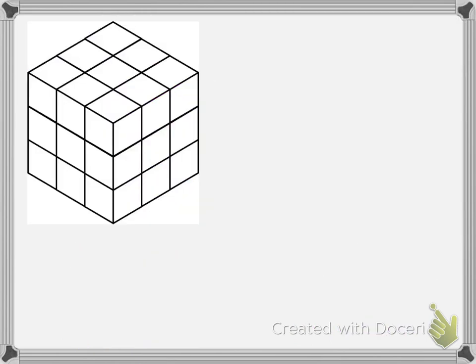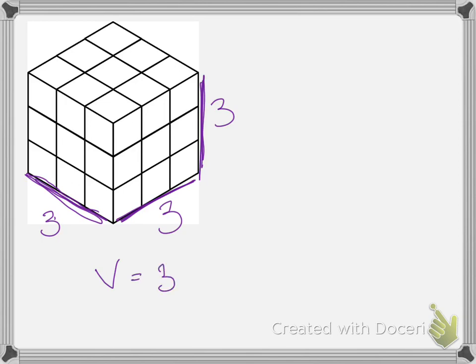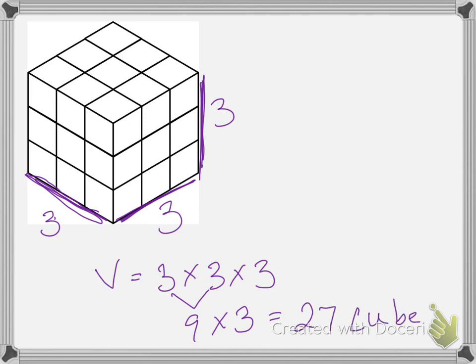On this one, again, we're going to count how many cubes are on this side, how many are on this side, and how many tall there are. It's usually how many are facing you and how many are behind it. So there are 3 cubes there, 3 cubes behind, and it's 3 cubes tall. So my volume is going to equal 3 times 3 times 3. Well, 3 times 3 is 9, times 3 is 27. So my volume is equal to 27 cubes.